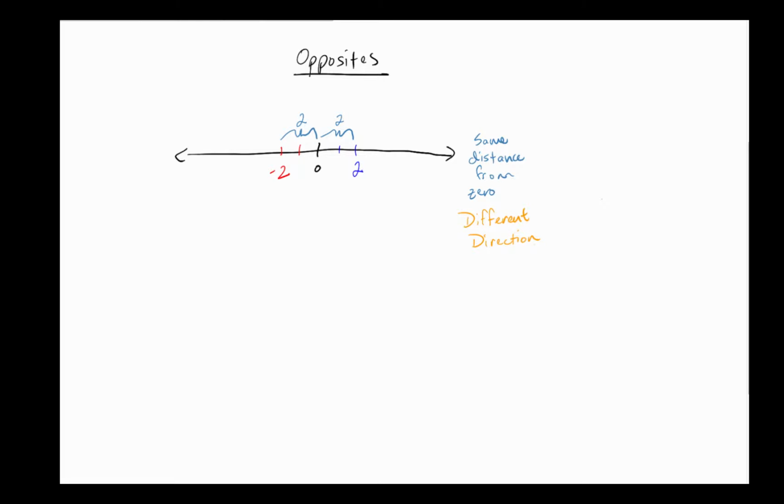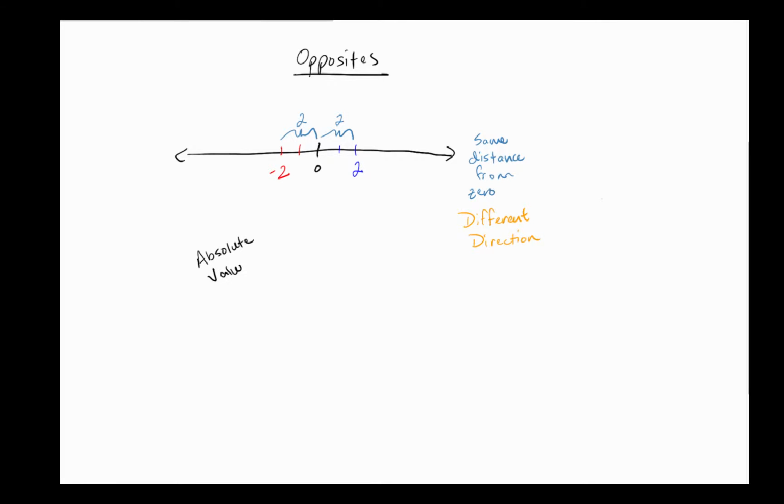Now, opposites are extremely important, and the term is misused very often. An opposite is two numbers that are the same distance from 0, but in different directions. So both 2 and negative 2 are 2 units from 0, okay? But one of them is 2 units in the positive direction, or to the right, and one of them is 2 units in the negative direction, to the left.